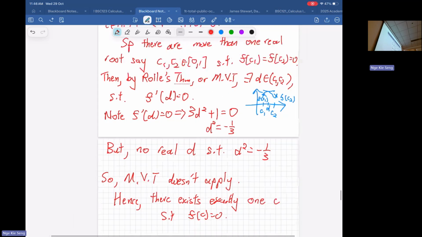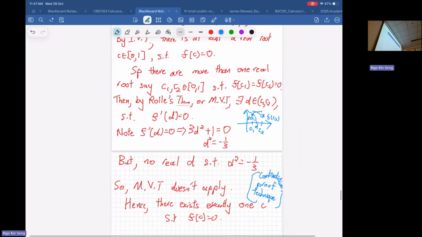Okay, so actually we are using contradiction. So contradiction technique. Contradiction proof technique. Maybe you will see this in your discrete math again. Okay, so if you want to prove there's exactly one, suppose there are two, then there's some contradiction, or you show that these two are the same, then you will see that there's only one.